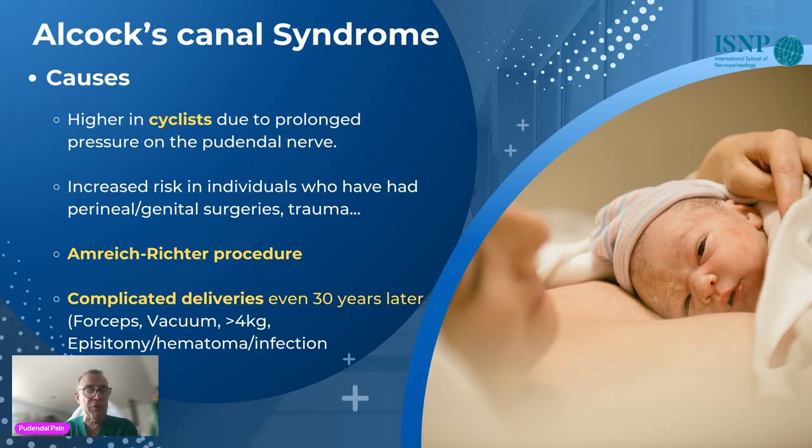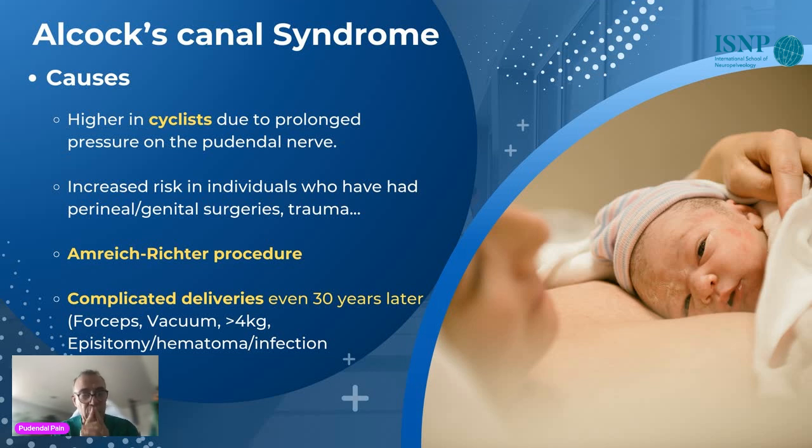But not every vaginal delivery will induce a pathology of the pudendal nerve. You need some risk factors. You need a risk factor like forceps extraction, vacuum extraction, a baby with more than 4 kilograms. You need a big episiotomy. You need a hematoma or an infection of the episiotomy after the delivery. So to develop an Alcock canal syndrome after a normal vaginal delivery, that is very, very uncommon.